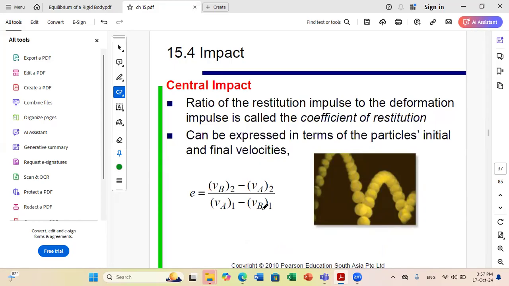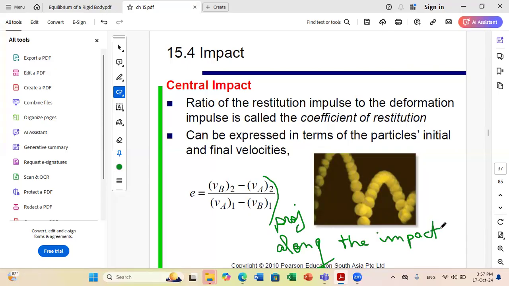minus VB initial. Okay. Now, please pay attention. All of these velocities are projected along the line of impact. In case it's a central impact, velocities are already along the line of impact, so no need to do any projection because they are already along this line. But if you have oblique impact and you want to calculate the restitution coefficient, you cannot use the magnitude of velocities. You should use the projection of velocities along the impact line. We'll see in examples what we mean by this.